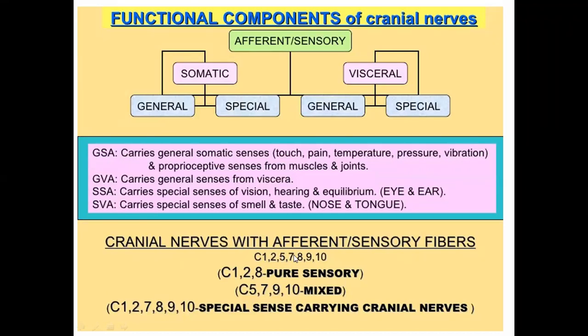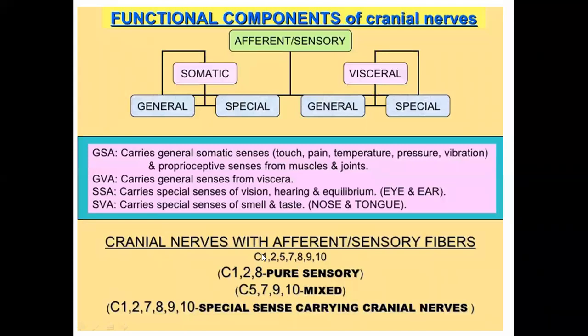Seventh one is facial nerve. Eighth, vestibulocochlear nerve, which is related to the ear. Ninth one, glossopharyngeal nerve. And 10th one, vagus nerve. All these cranial nerves have a sensory component in them. But when we look at these cranial nerves, they may have a motor component also.